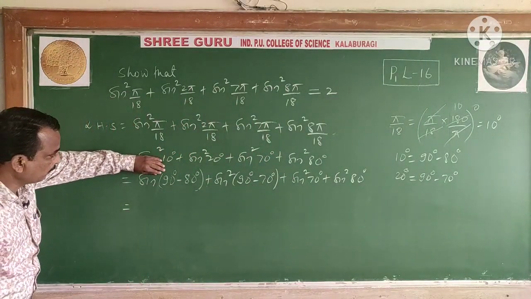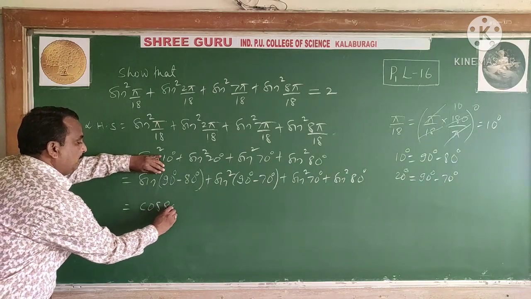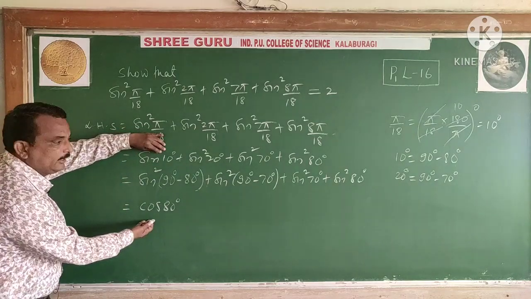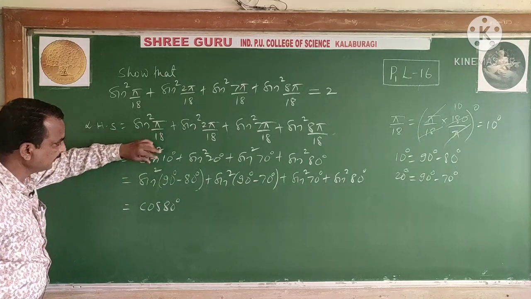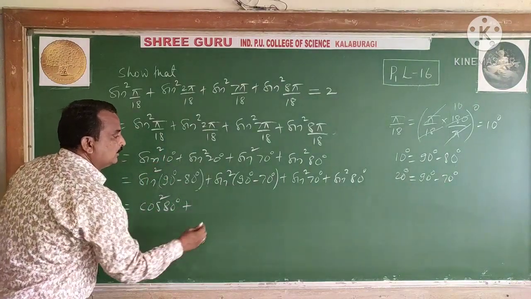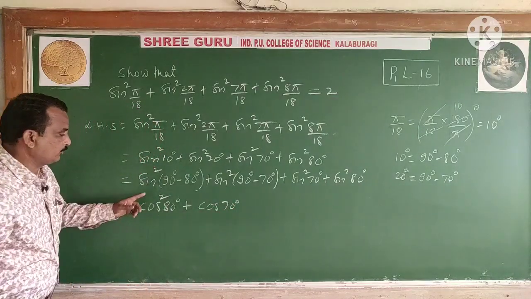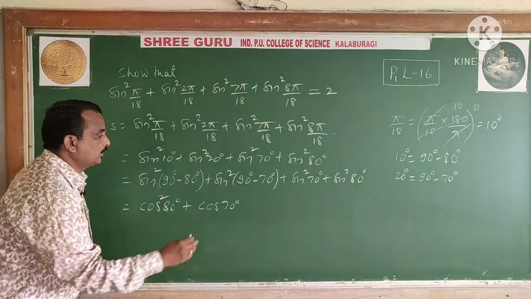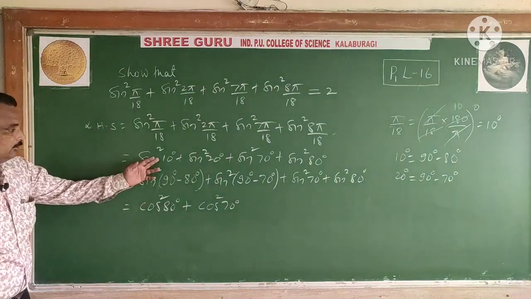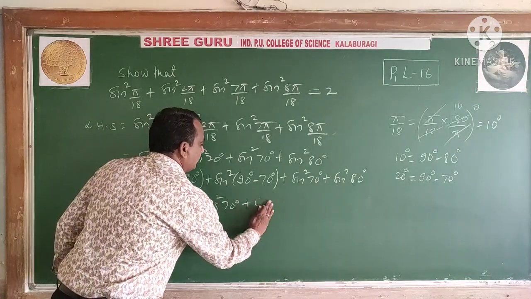Whatever the power may be, you don't bother about the power. Sin of 90 minus changes to cos. It becomes cos 80. So sin 10 is equal to cos 80. You may write it, the square is there. Similarly, this second term also: sin of 90 minus changes to cos. Both are in the first quadrant, so positive. Both are 90 minus. Square it is, square you can take. See, these two terms you have converted in terms of cos. These two terms remain as they are.